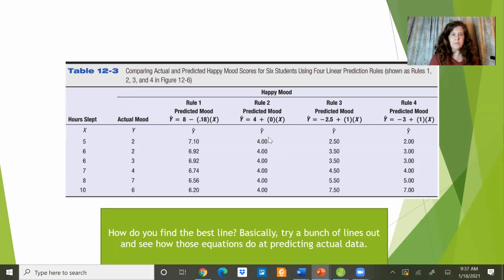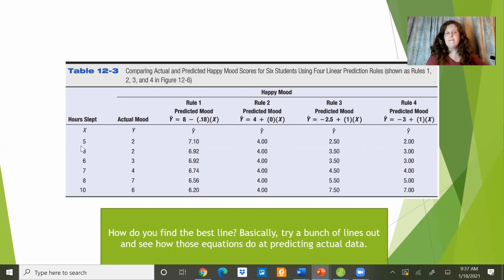Rule 2, not quite as terrible, but still not great, right? If I took 5 and I put that in, multiplied it by 0, added 4, these are all 4 because you see here that the slope is 0 because the slope was flat, if you'll recall. Not great, but what happens with these two? If my actual mood is 2 and I'm getting a 2.5 and a 2 for my predictions, that's not terrible. 2 is awesome, but that's just 1 point.